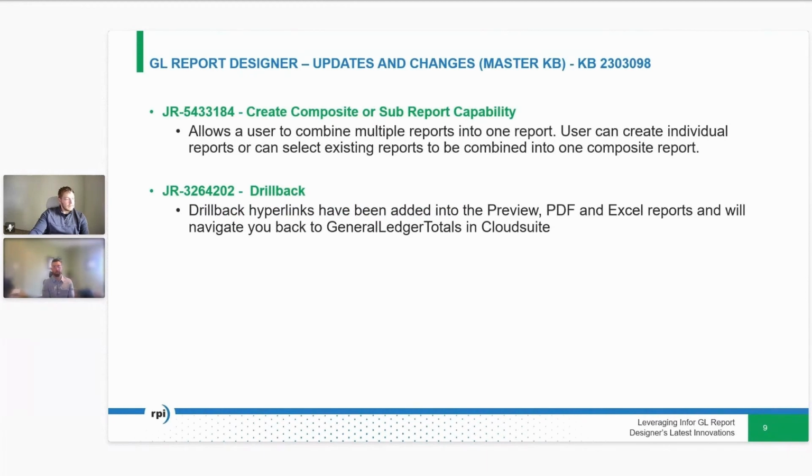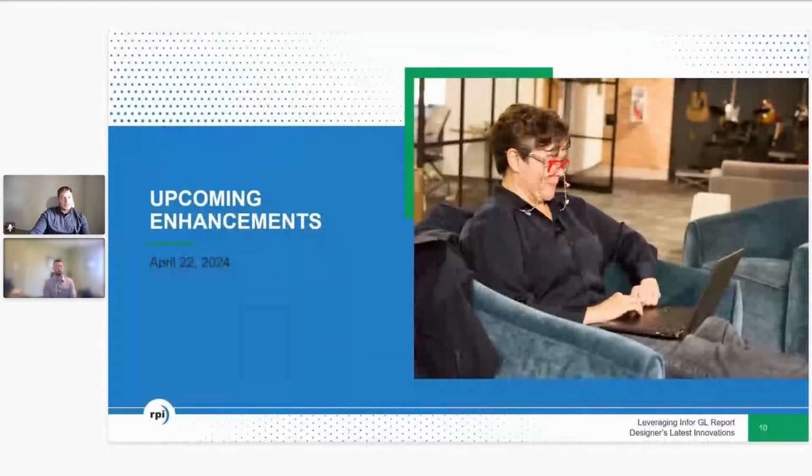Okay, and then probably 2 of the biggest ones there from October, the composite or the sub-report capability, which allows you to combine multiple reports into a single report. We'll walk through a demo coming up here to outline exactly how that looks. And drill back. So once you've created your report in the report designer, we've got the ability to click on an account balance, bring us back into Cloud Suite to determine and see what makes up that account balance.